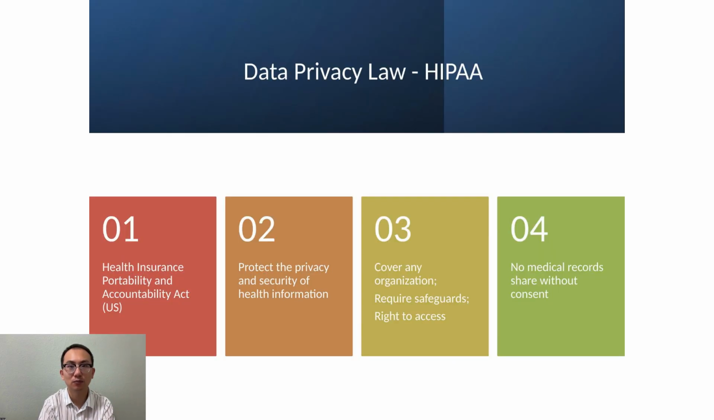HIPAA, Health Insurance Portability and Accountability Act, US, is all about protecting health data. It applies to hospitals, clinics, insurers, anyone handling personal health information, or PHI. HIPAA requires things like secure systems and encrypted emails, limited access to records, and letting patients access their own medical data. For example, a hospital can't share your lab results with anyone, even your family, without your permission.